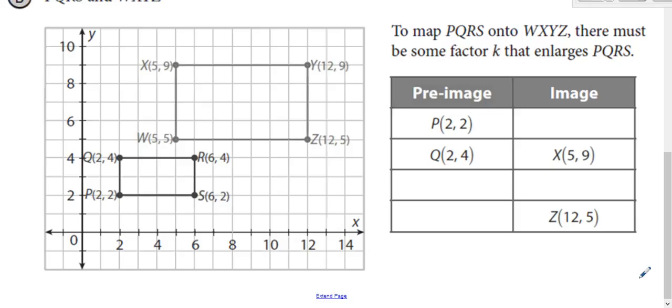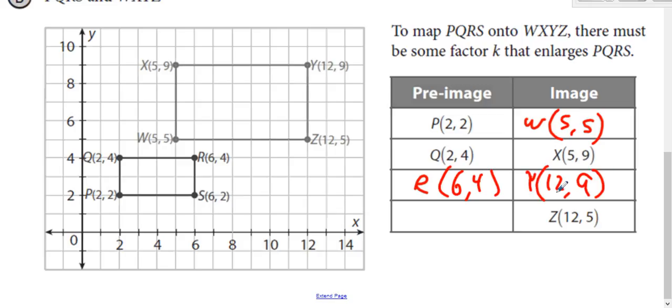You do the same thing here. T is at 2, 2. W, which matches with that, is at 5, 5. Q is 2, 4. X is 5, 9. R is 6, 4. Y is 12, 9. And then Z is 12, 5. S was 6, 2.